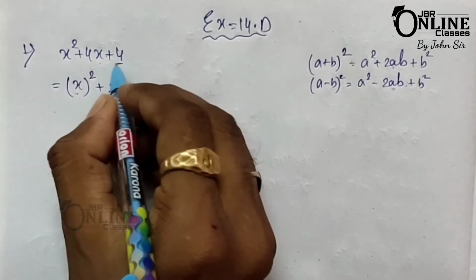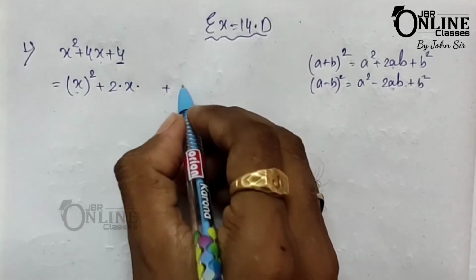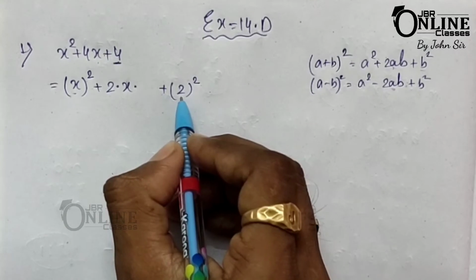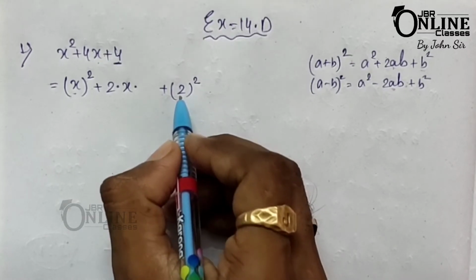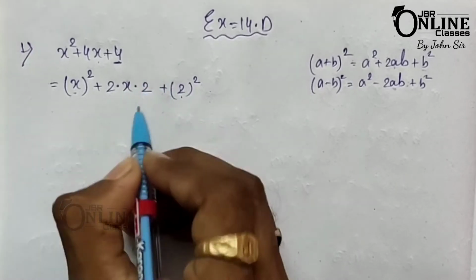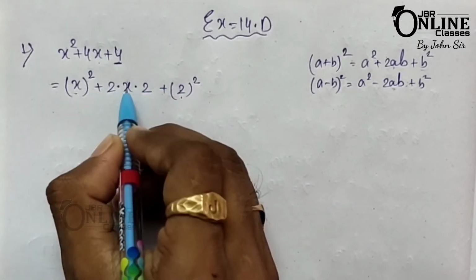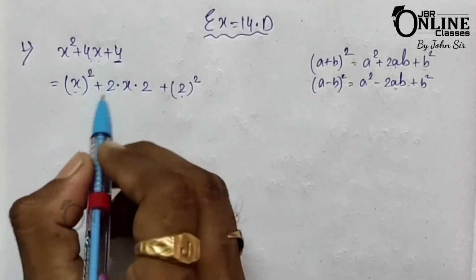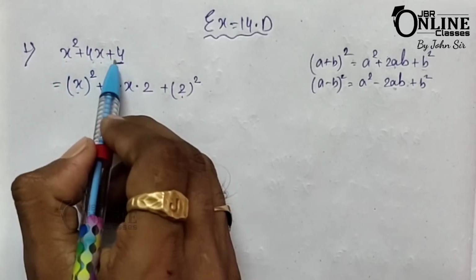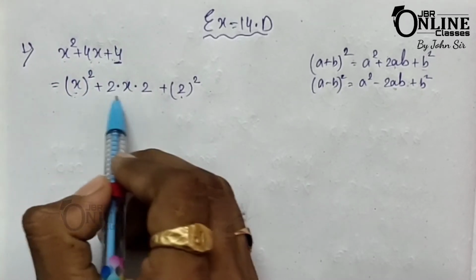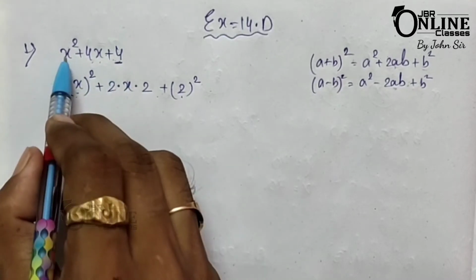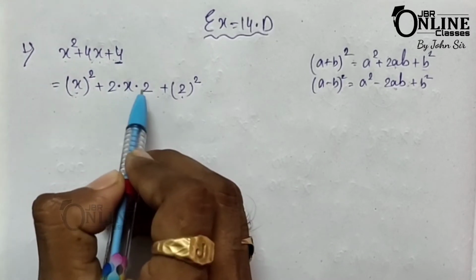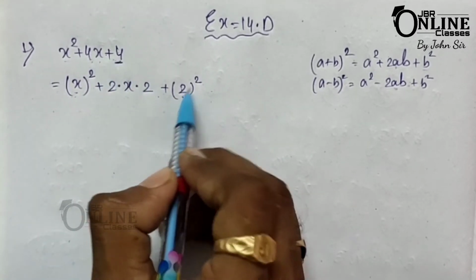Now the next last digit is 4. So we can write 4 as 2 square. So in the place of b square, here 2 square, that means the value of b is 2. So if you put down 2 here, that will be 2 into 2, that means 4. Now 4 into x equals 4x. That means we write the same line but in the new way. Here x square, x whole square. Here 4x, write it as 2 into x into 2. Here 4, write it as 2 square.